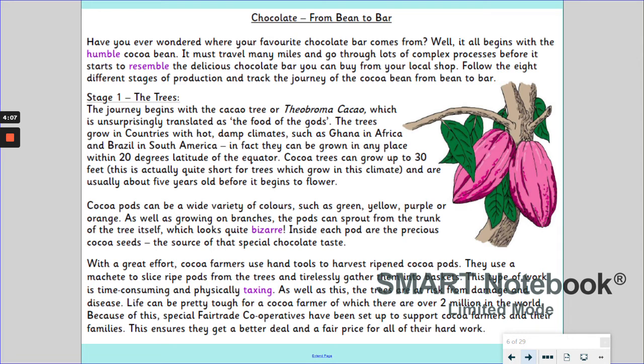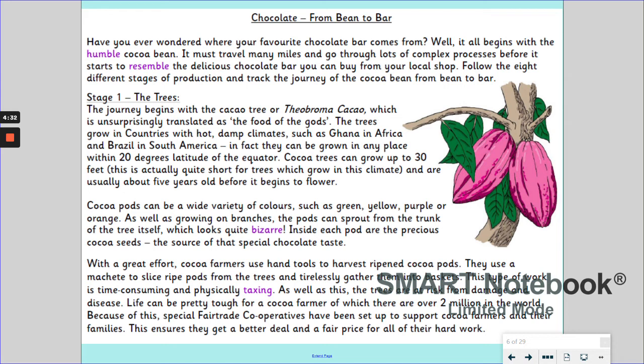Let's start at the beginning then, stage 1. So, stage 1, the trees. The journey begins with the cacao tree, or Theobroma cacao, which is unsurprisingly translated as the food of the gods. The trees grow in countries with hot, damp climates, such as Ghana in Africa and Brazil in South America. In fact, they can be grown in any place within 20 degrees latitude of the equator.